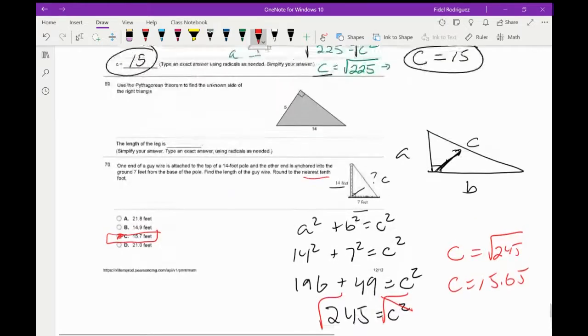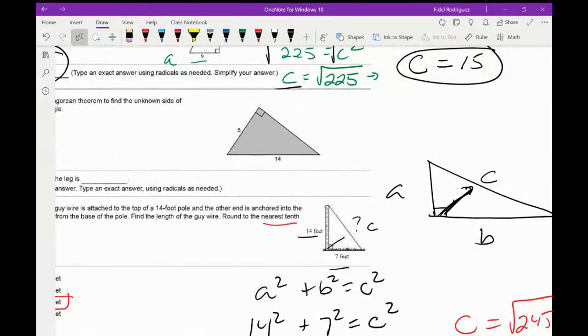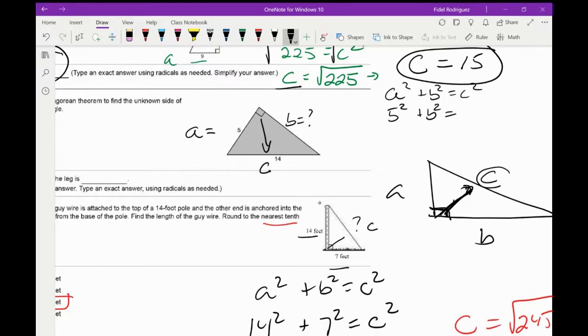Now when I come back and do 69, remember what we said in terms of my triangle. Here is my right angle, and the side across from that is going to be C. So in this case, we know this is C. Suppose we decide to call this one A, but we don't know what B is. So I'm going to write down my formula: A squared plus B squared equals C squared. A squared is 5 squared. I have no idea what B is, we'll figure that out in a minute. C is 14, so I'm going to put 14 squared. I know that 5 squared is 25, plus B squared.